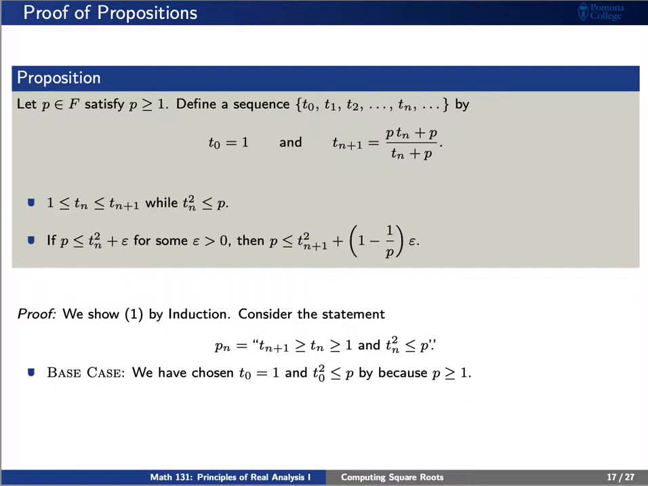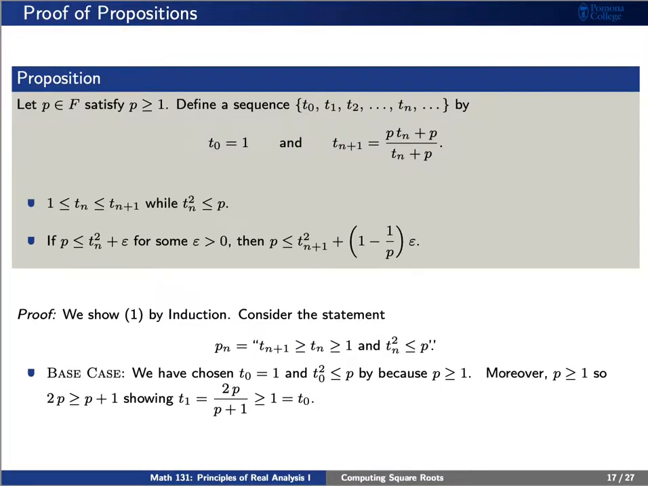When n is equal to 0, then we know that t0 is 1, and we know that t0 squared is less than or equal to p, because of course p is greater than 1. On the other hand, we can also compute t sub 1 by using the recursive relation above to find that it is equal to 2p over p plus 1, which we can easily check is greater than or equal to t0. So this means that our proposition p sub n is true when n is equal to 0.